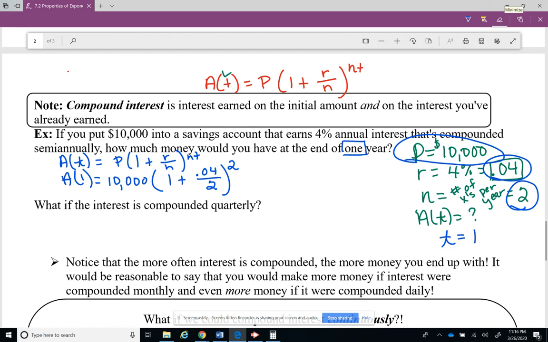All right, so let's write that. That's 10,000 times 1 plus 0.02 to the 2. All right, next thing we're going to do inside the parentheses, we're going to add the 1 plus 0.02. So I'm going to put an equal sign. 10,000, I'm just showing my work to make sure I don't lose anybody. 1 plus 0.02 is 1.02 to the 2. All right, next we have to do the 1.02 to the 2.